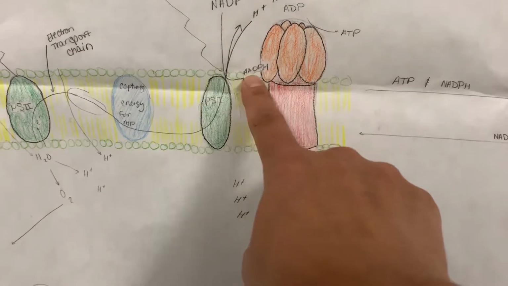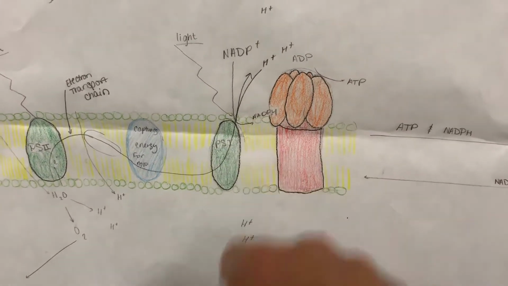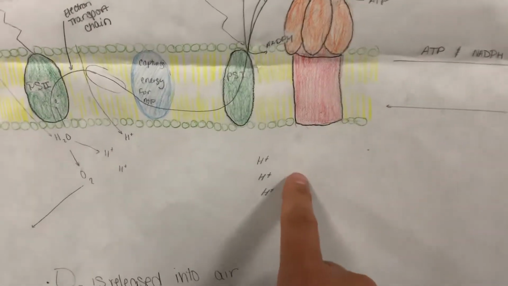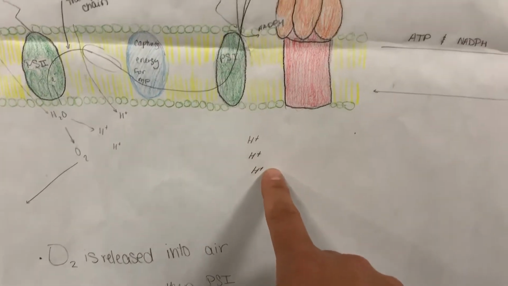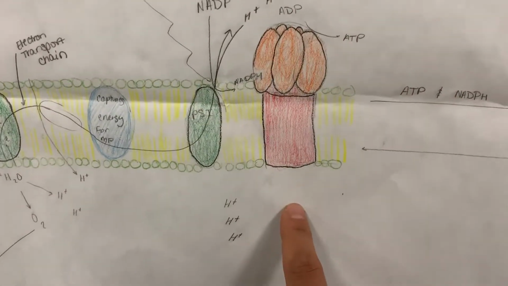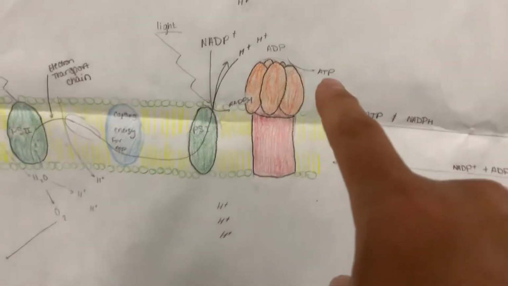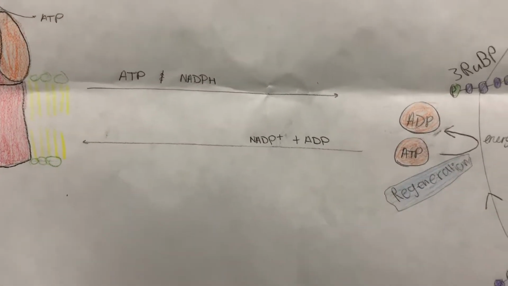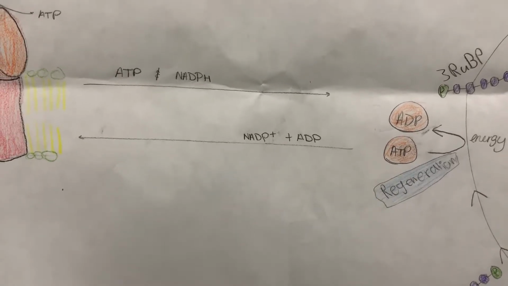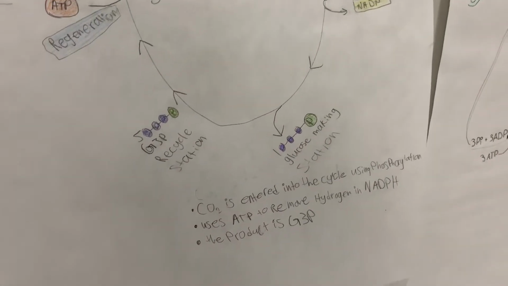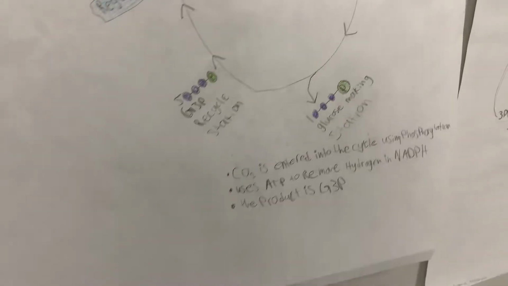NADPH is being created through that energy. That is the final electron acceptor. And ATP synthase here with the hydrogen gradient that's being brought in and built. We have hydrogen moving through. It's not indicated here, but hydrogen moving through, and that's going to power that turning. We have ATP and NADPH heading into Calvin, and NADP and ADP heading back, and then overall the Calvin cycle. And product is glucose. All right.